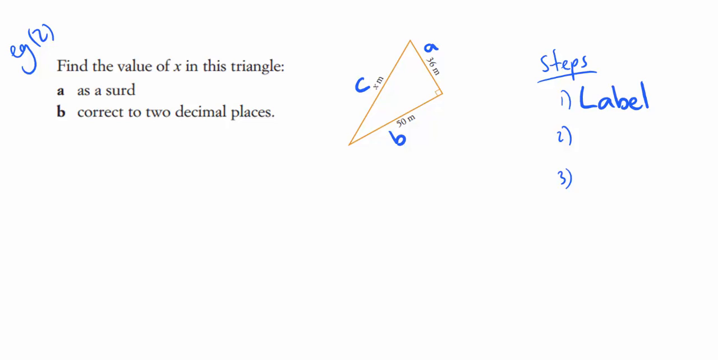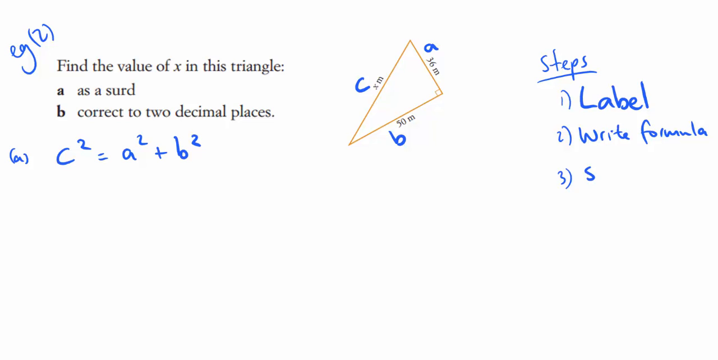Step 2, okay. We need to write our formula, which is the Pythagoras theorem. This is part A. So let's write Pythagoras theorem. C squared equals A squared plus B squared. So we've written our formula.